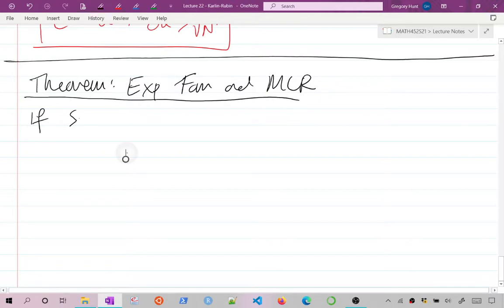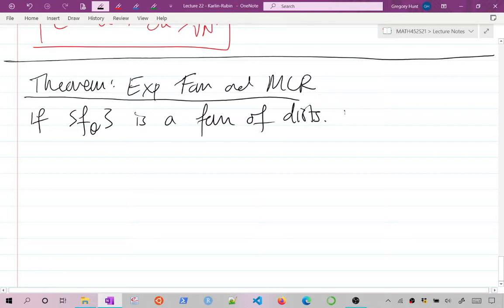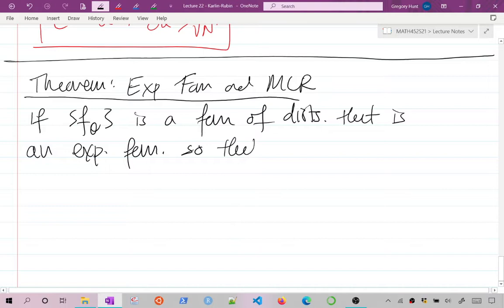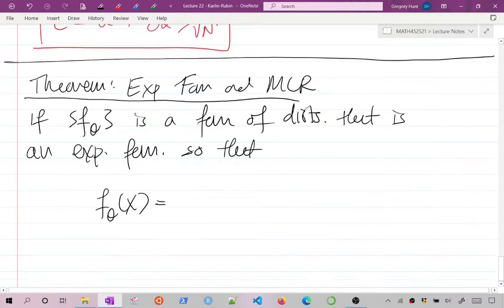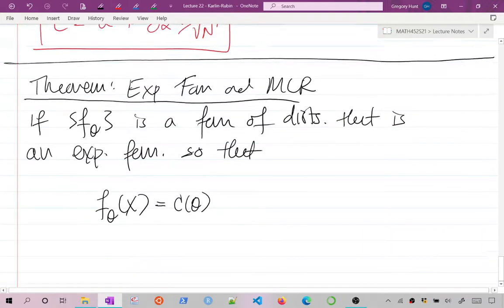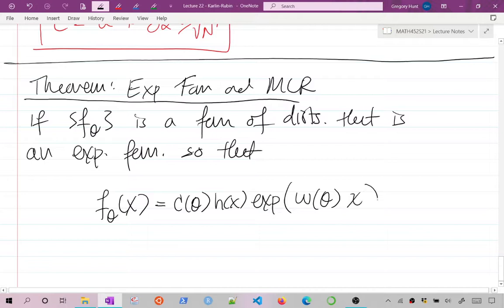So if we have this family, all right, we have our family of distributions, F indexed by theta, an exponential family. So it's not only a family of distributions, but an exponential family of distributions. So F theta of X, what does an exponential family look like? C of theta, H of X, exponential of W of theta. Normally I'd write T here, I'm just going to write X. So it's going to be of this form.